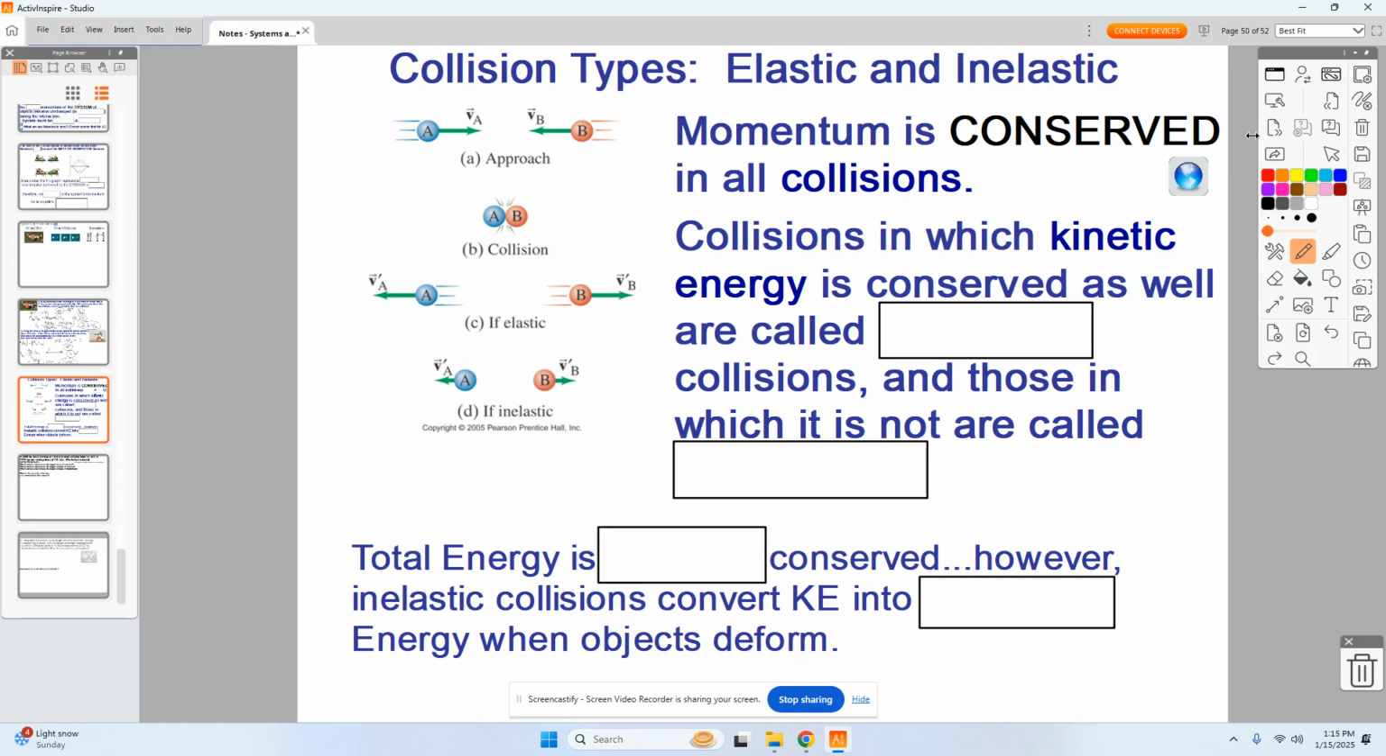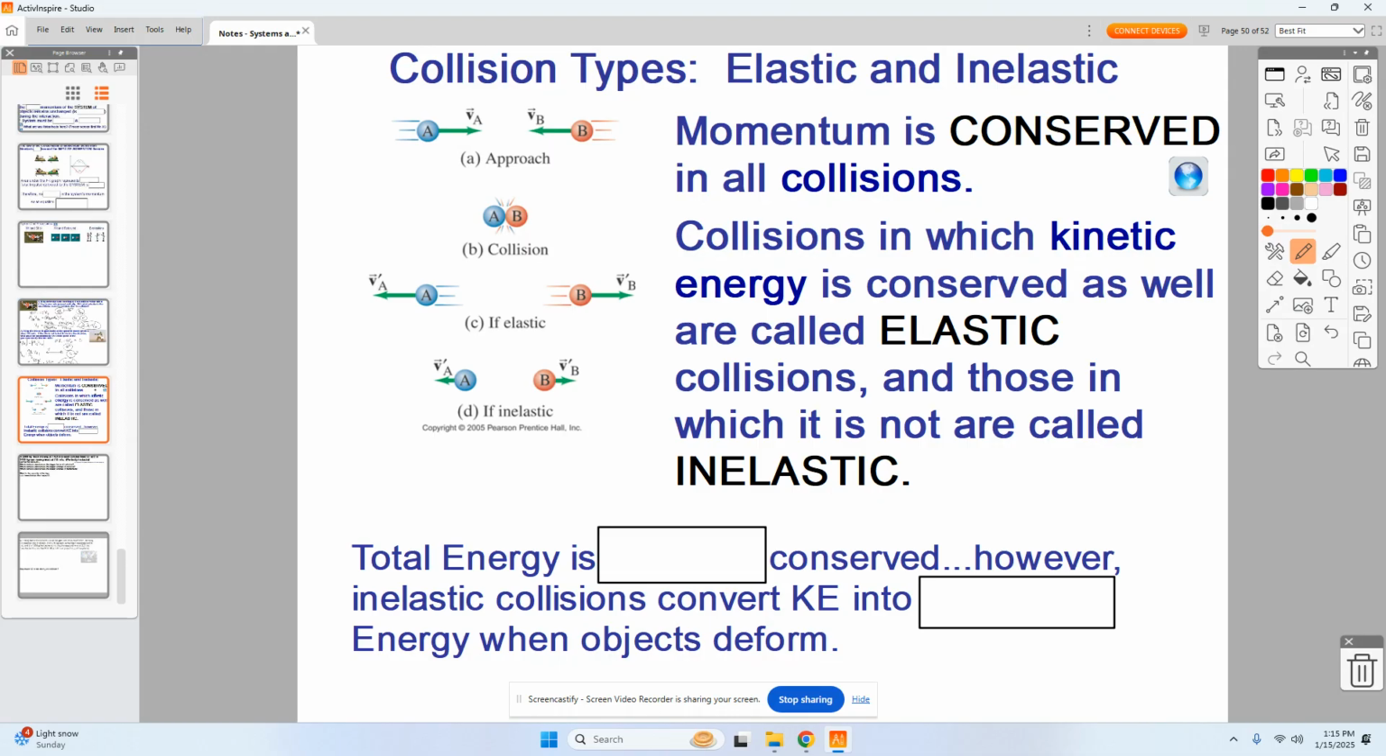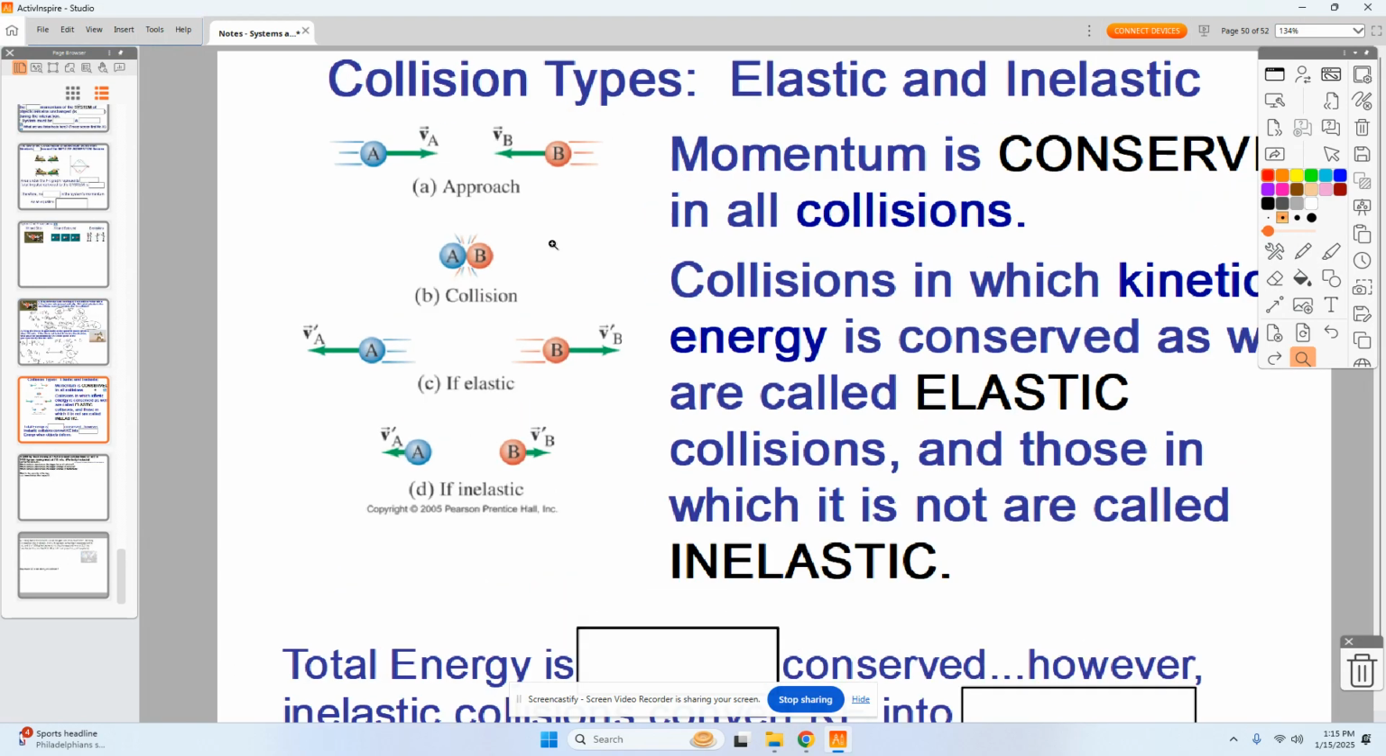Momentum is always conserved because forces always act through the same amount of time. But those in which kinetic energy is conserved are called elastic. Those in which kinetic energy is not conserved are inelastic. So whether or not things are elastic or inelastic depends on the degree of elasticity, how much kinetic energy we have conserved. Now the pictures on the left show two billiard balls coming in, approaching each other.